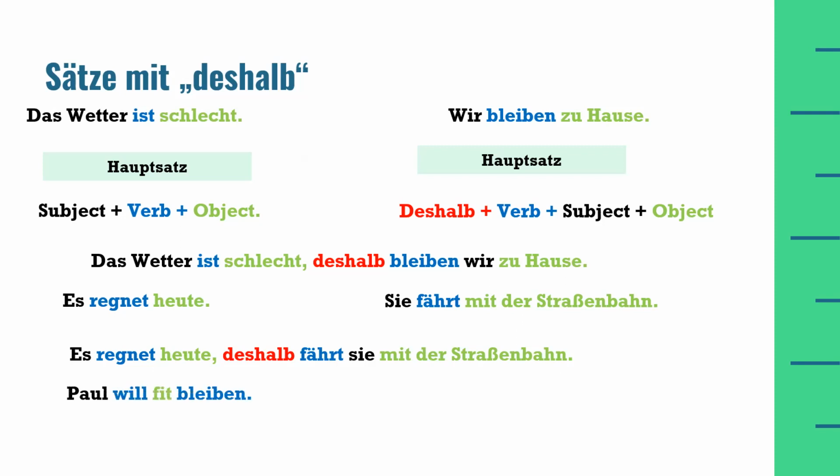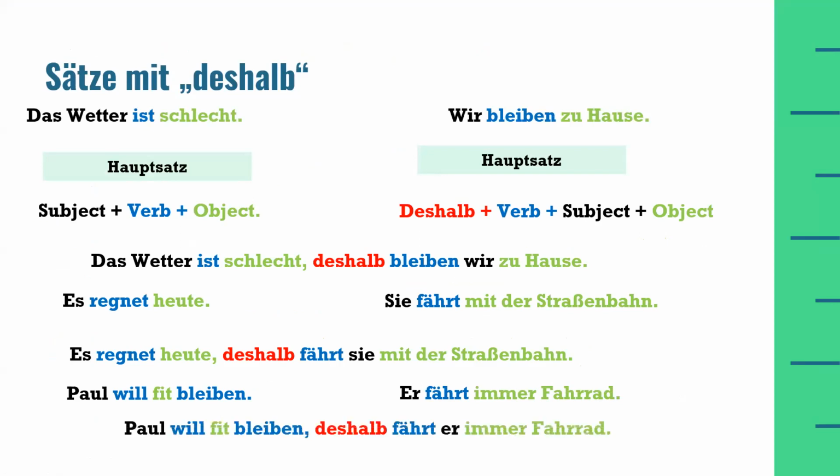Another example, Paul will fit bleiben. Paul wants to remain fit. Er fährt immer Fahrrad. He always rides a bike. Now, there is also a relationship between these two sentences, and this relationship can be described with the help of deshalb. Paul will fit bleiben. Paul wants to remain fit. Deshalb fährt er immer Fahrrad. Therefore, he always rides a bike.